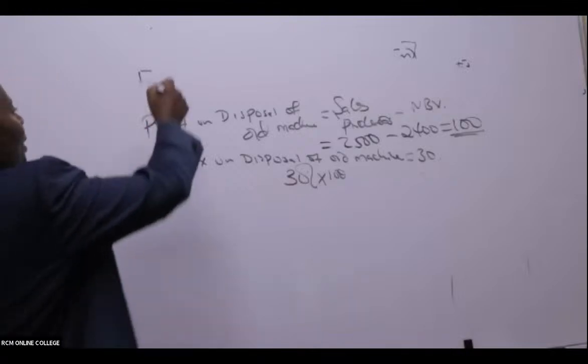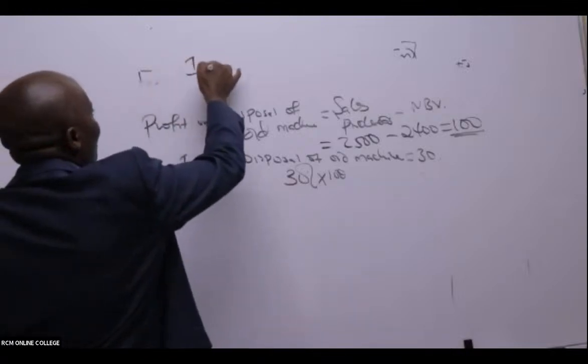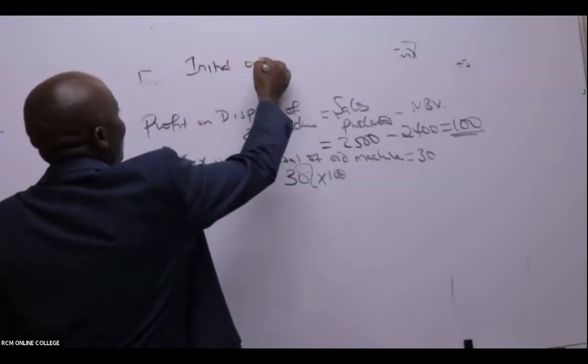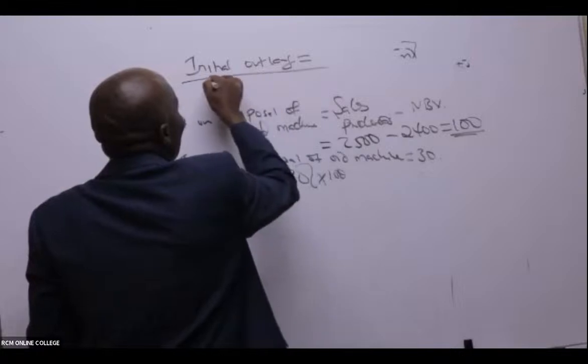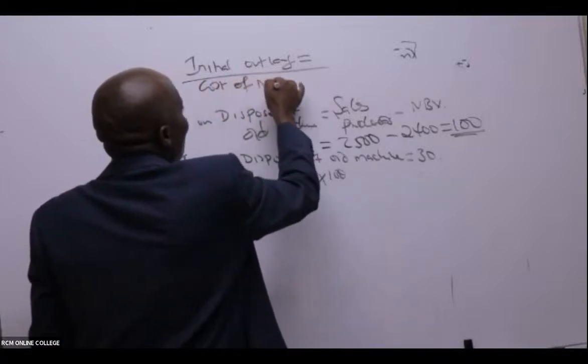So 30 like that. Thank you very much. And then go ahead and give me the initial outlay. So the initial outlay, what do we have? Do we have the cost of the new machine?